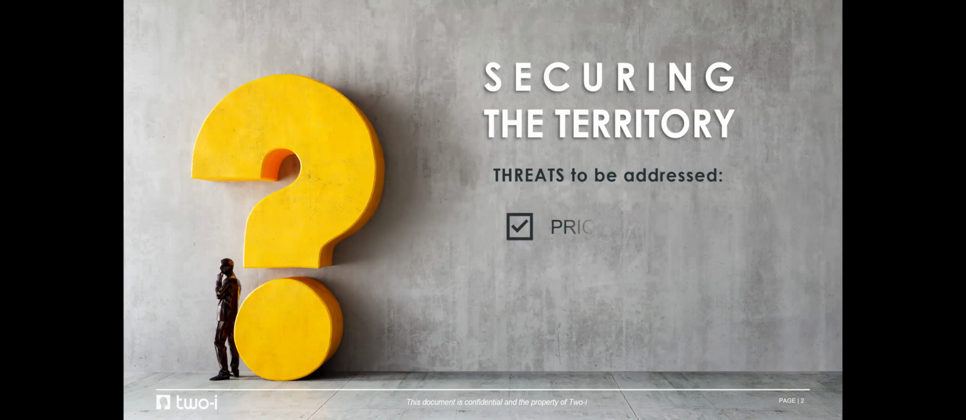The first pillar is the prior situations. The second pillar is the immediate situations or immediate threats. And the third one is the recurring situations. I'm going to define these three in the following presentation.